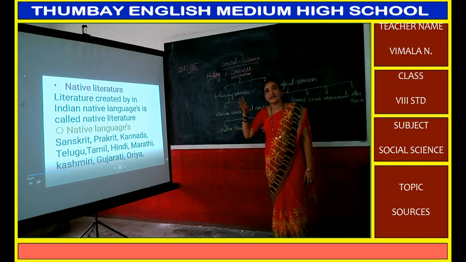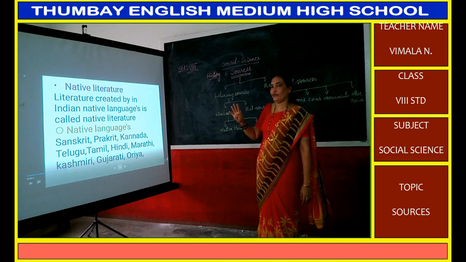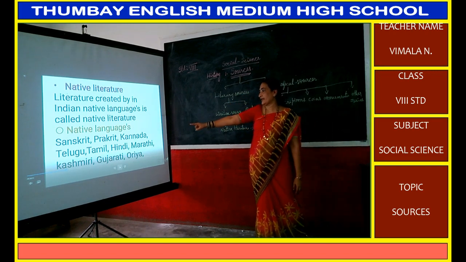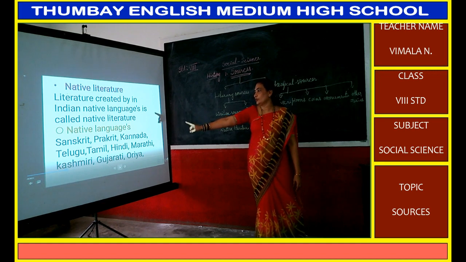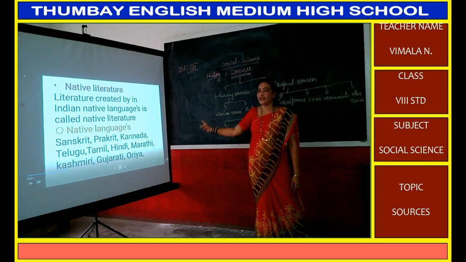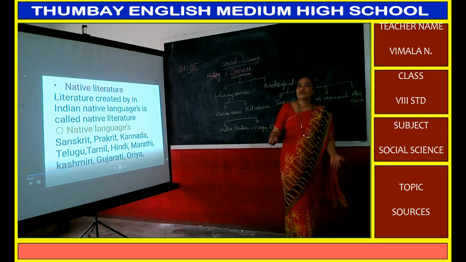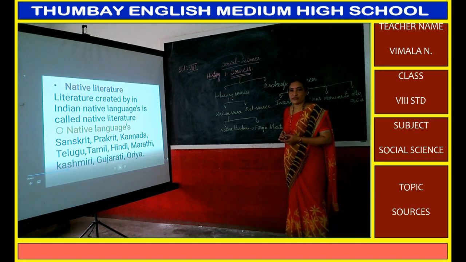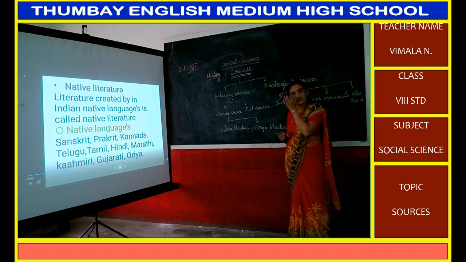That is also created in which language? The native language. Which are the native languages? Sanskrit, Prakrit, Kannada, Telugu, Tamil, Hindi, Marathi, Kashmiri, Gujarati and also Oriya. And even in Dakshina Kannada, we are speaking many native languages. Which are all the native languages of Dakshina Kannada?